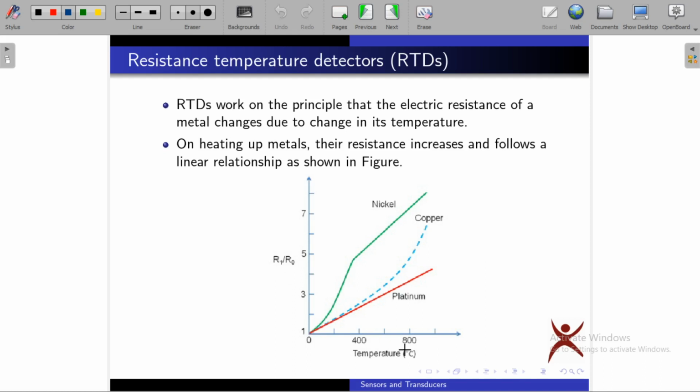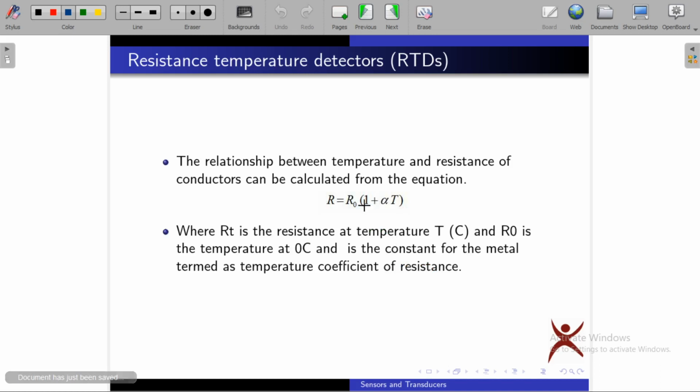The relationship between resistance and temperature will be like this, depending upon the type of metal being used. You're going to have different relationships like this. For nickel, you're going to have a relationship like this. For platinum it is almost linear. You're going to have a relationship like this for copper. Resistance versus temperature, RT by R naught with respect to temperature. Here this is RT.